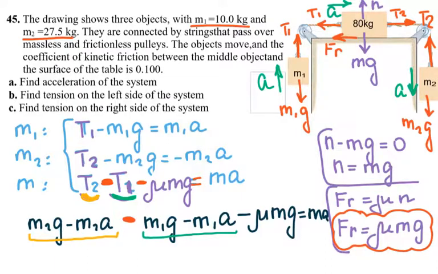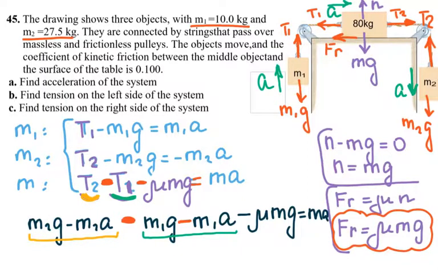So what I did here is I solved for T2, and that is M2G minus M1 M2A. And then I solve for T1, which is T1 is equal to M1G plus M1A. But when I subtract and drop the parentheses, then that sign is going to change. And then I have the rest of it.